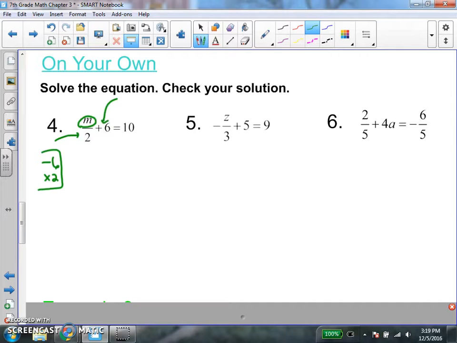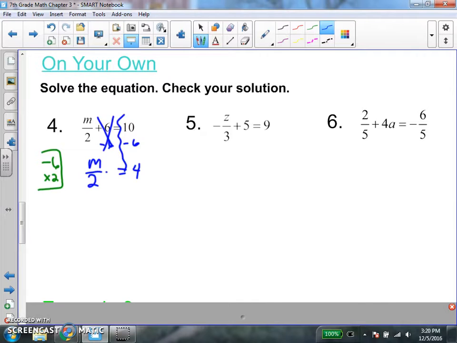Just got done talking about the two things that I need to do to undo whatever operation is being done to m. So I see that there's adding 6 and dividing by 2. So the opposites would be multiplying by 6, or excuse me, subtracting 6 and multiplying by 2. Okay, let's clear this so we can see a little bit better as we go through the problem. Split it, get rid of the constant, so subtract 6, cancels out. I'm left with m divided by 2 equals 4.